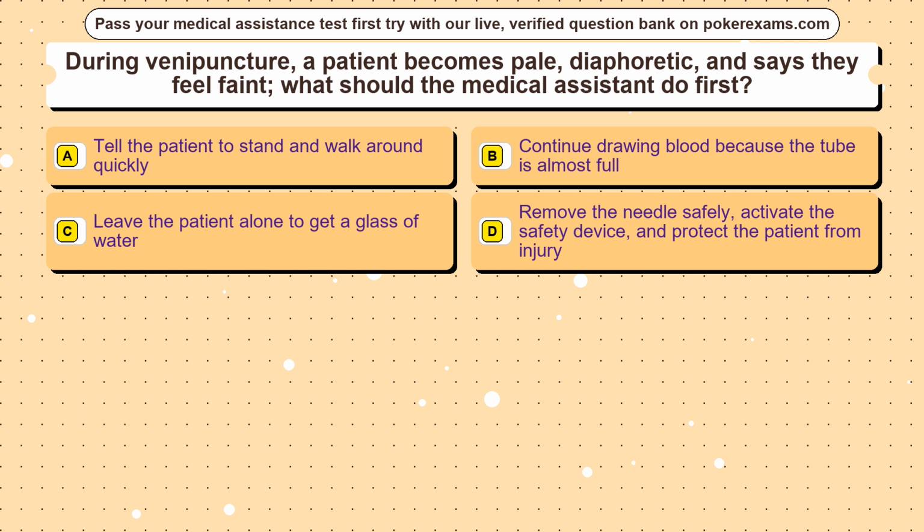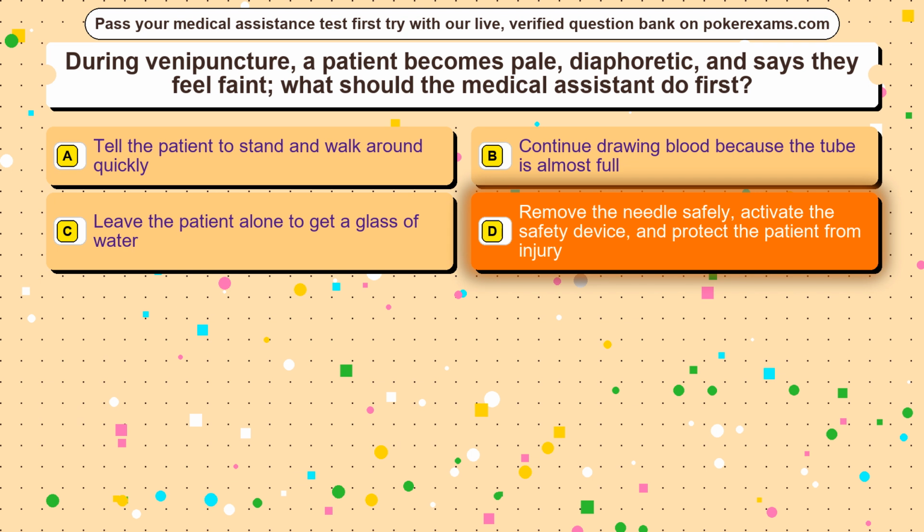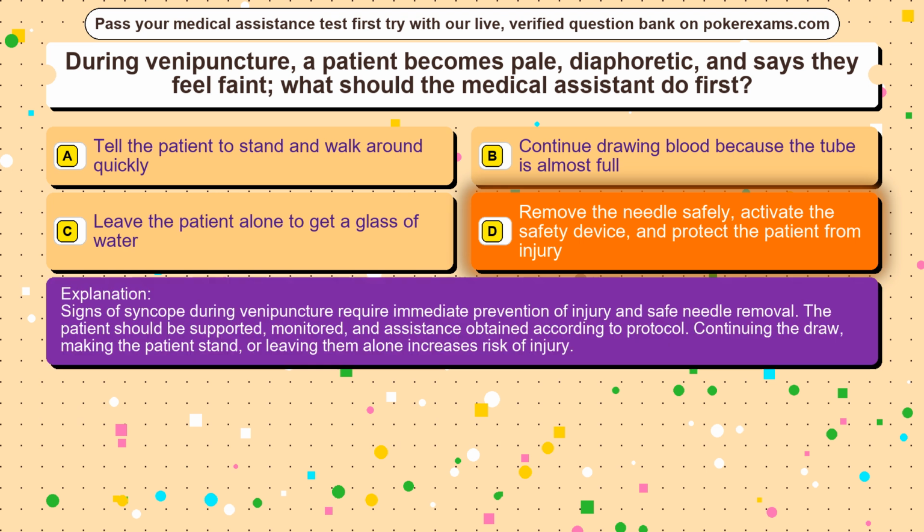Option C, leave the patient alone to get a glass of water. Option D, remove the needle safely, activate the safety device, and protect the patient from injury. The correct answer is option D, remove the needle safely, activate the safety device, and protect the patient from injury. Signs of syncope during venipuncture require immediate prevention of injury and safe needle removal. The patient should be supported, monitored, and assistance obtained according to protocol. Continuing the draw, making the patient stand, or leaving them alone increases risk of injury.